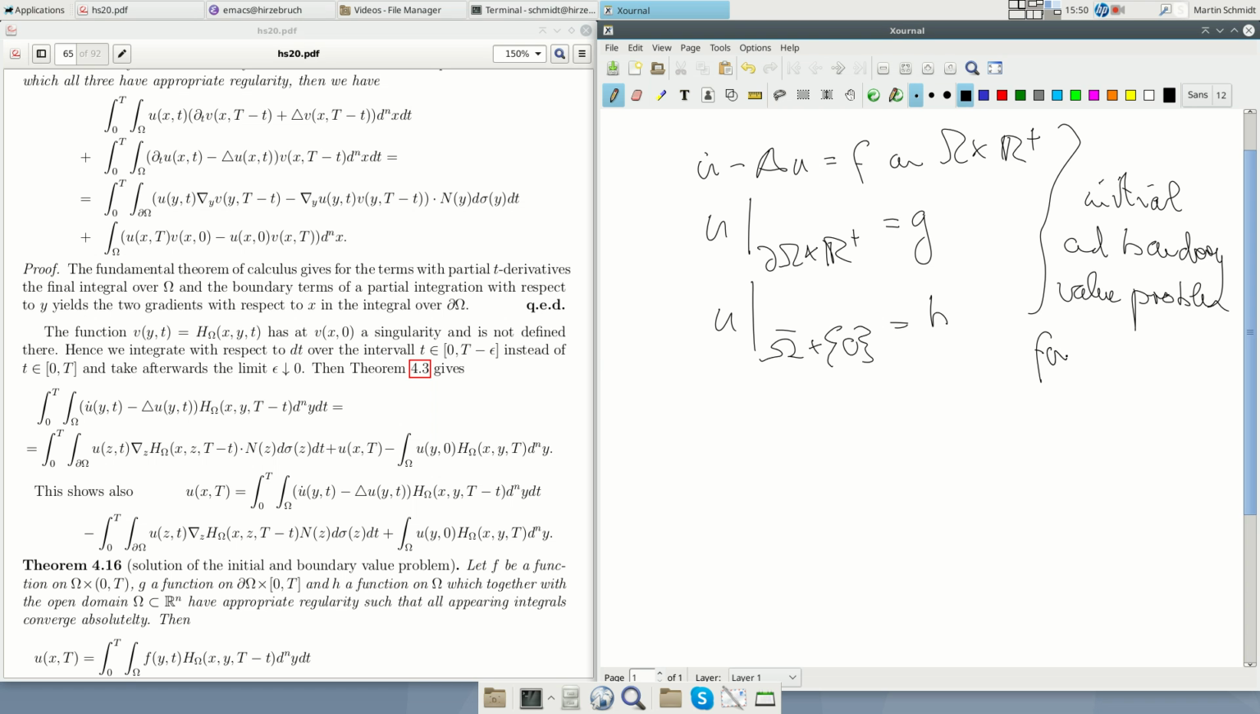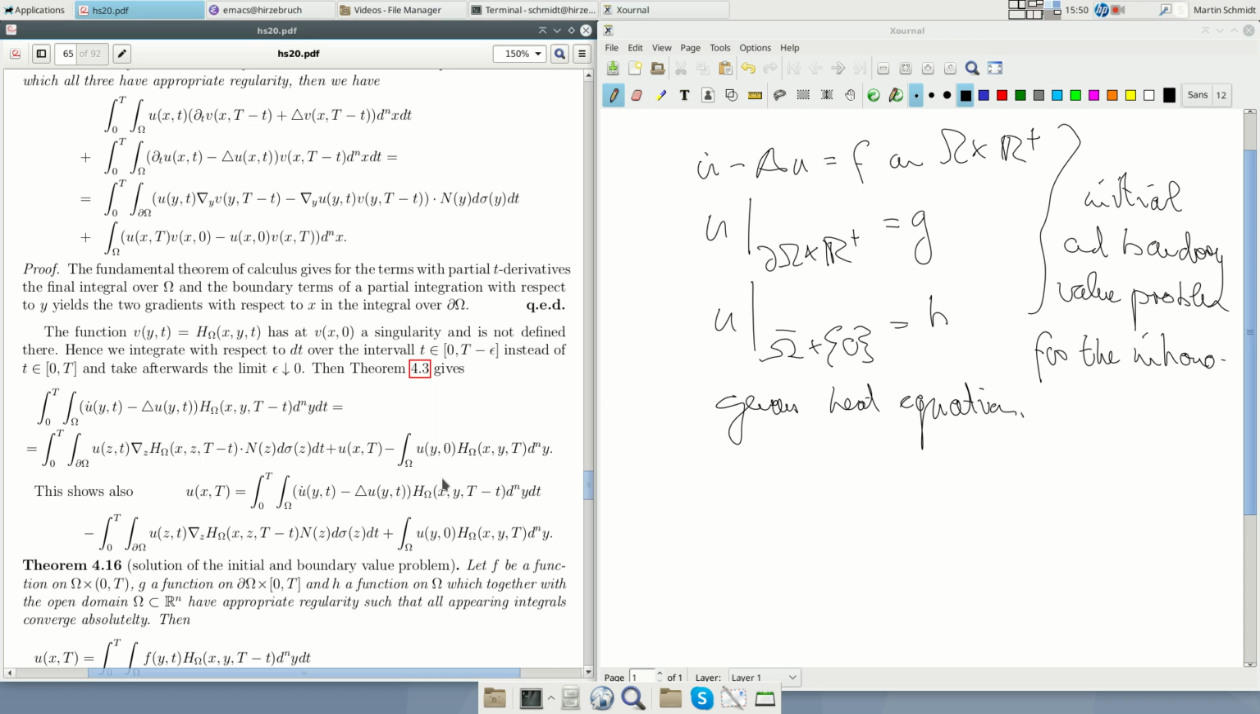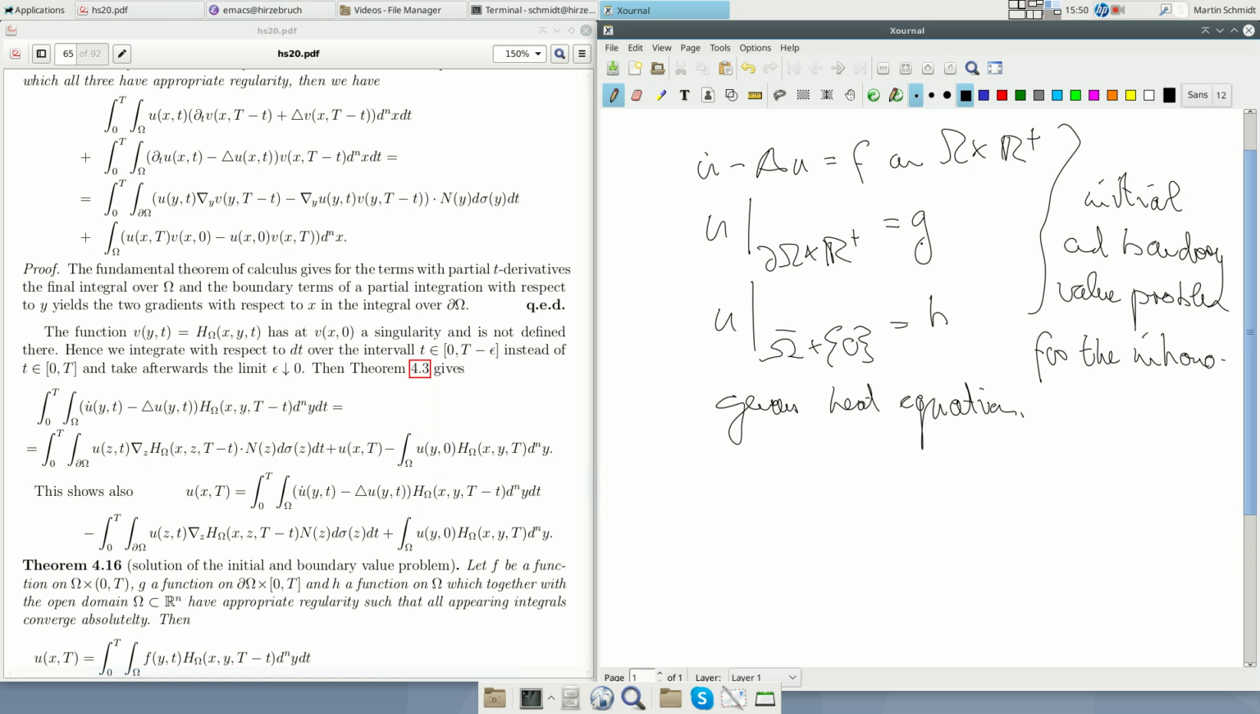for the inhomogeneous heat equation. And this is what we want to solve. And this problem we want to solve with the help of the heat kernel. And if you look here, then all these three integrals, they all correspond to one of these conditions.